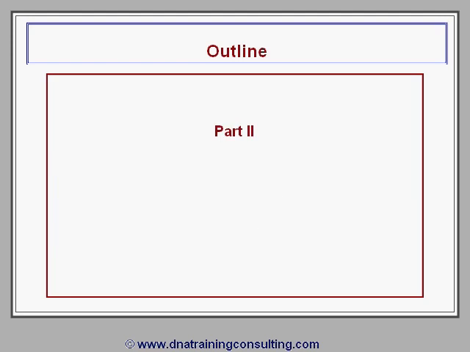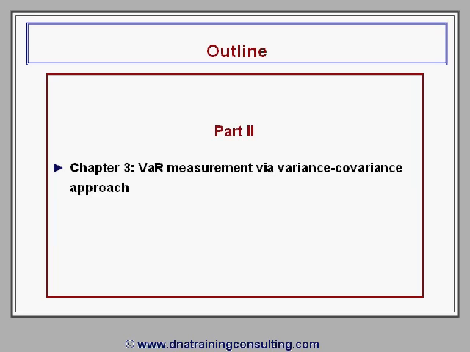In part 2, Chapter 3 describes the measurement of VAR by means of the variance-covariance approach, after a brief background and an overview of the available choices.